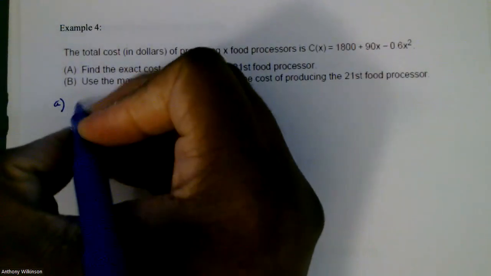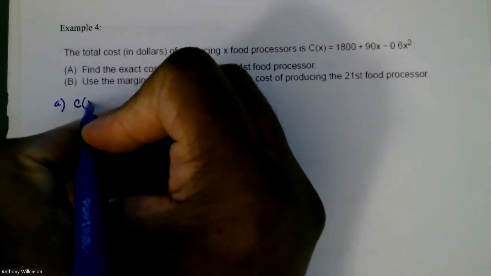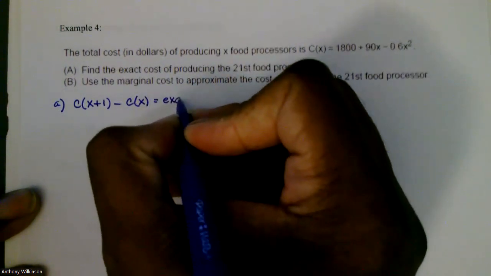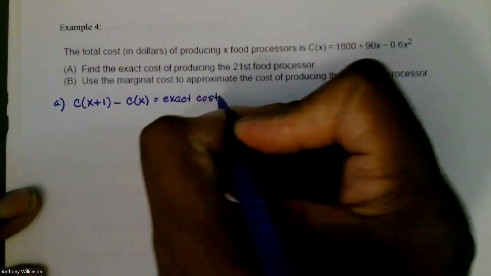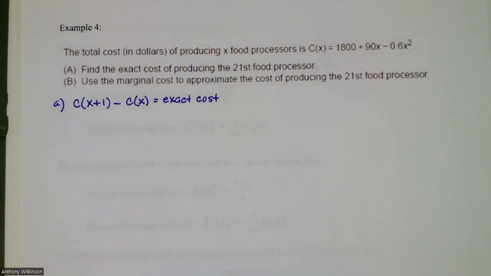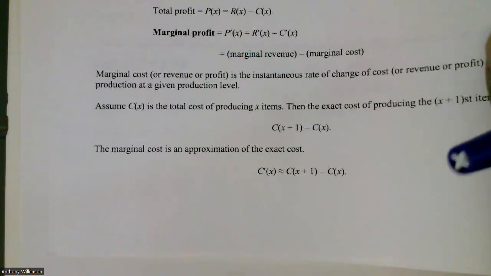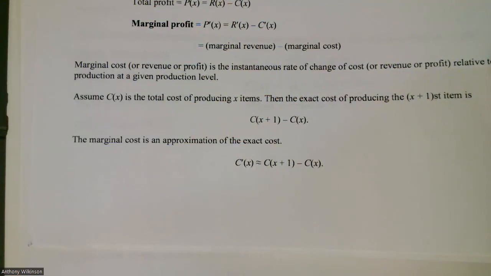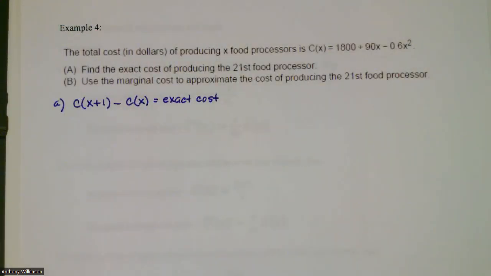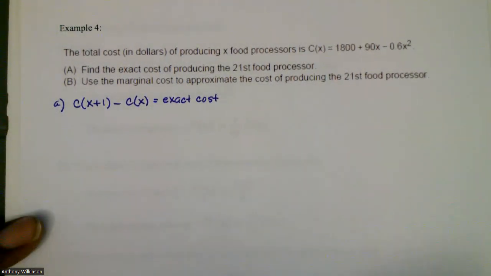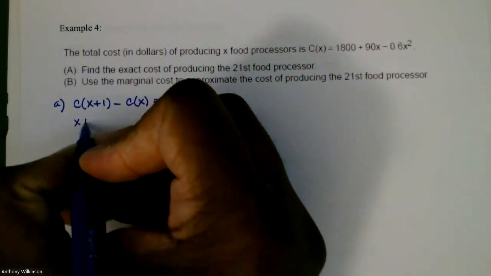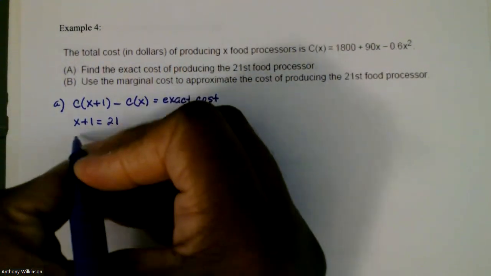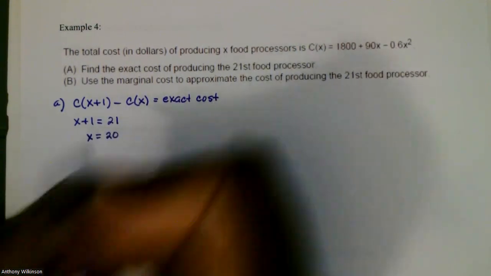So here in part A, we're told that C of x plus 1 minus C of x, that would be your exact cost. And that comes from this right here. The exact cost of producing the x plus first item would be this, C of x plus 1 minus C of x. And we got x plus 1, that's the 21st food processor. x plus 1 would be equal to 21, which means that x has to be equal to 20.